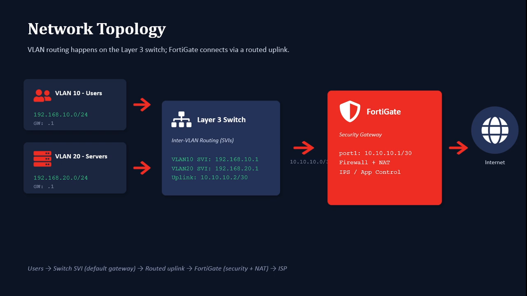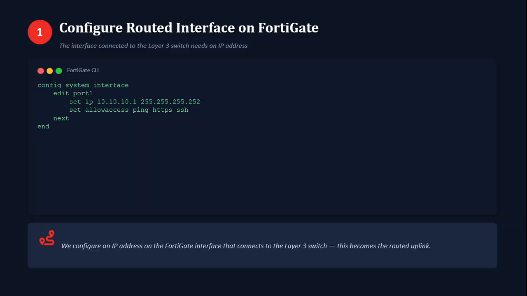So this is our network topology which I have explained. Here all VLAN routing is happening on the layer 3 switch. In between you can see the layer 3 switch. Users use the switch SVI as their default gateway. The FortiGate is connected through a routed uplink. So port 1 is connected to the layer 3 switch. So configure the routed interface on the FortiGate.